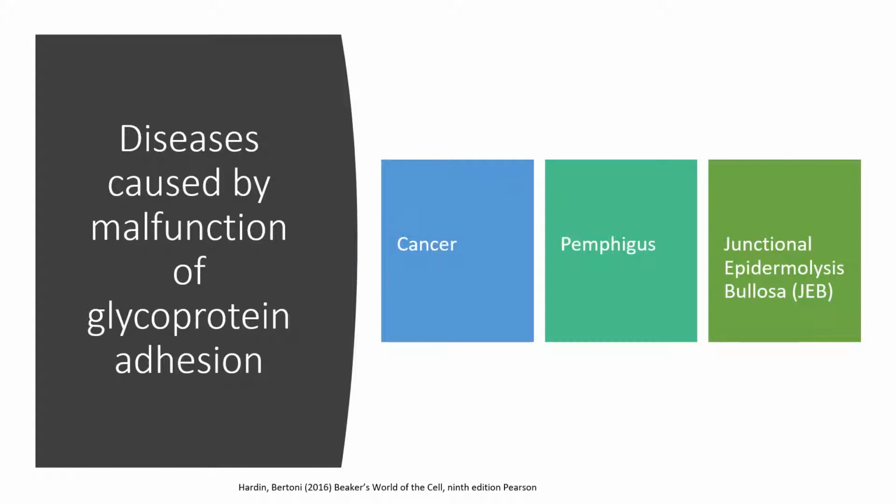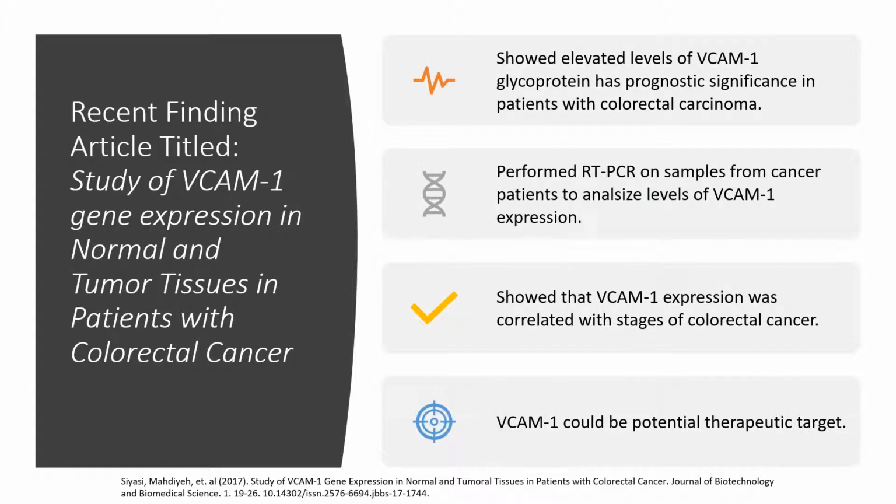Another blistering disorder is pemphigus, which causes painful blistering just as JEB. A recent finding is that glycoprotein levels can be used as a prognosis for cancer.